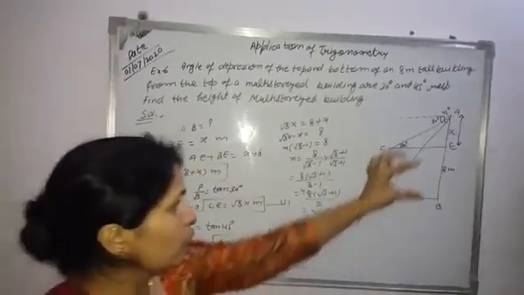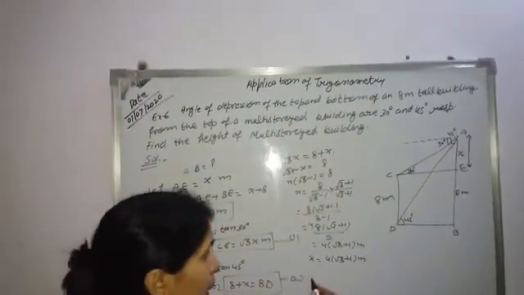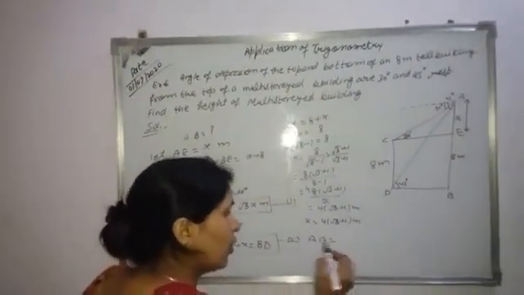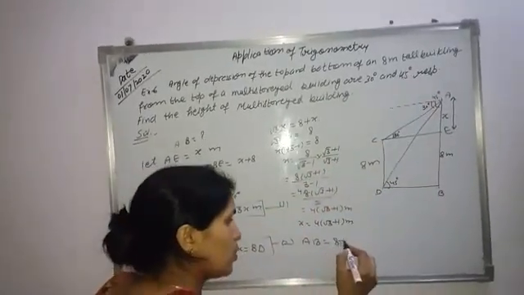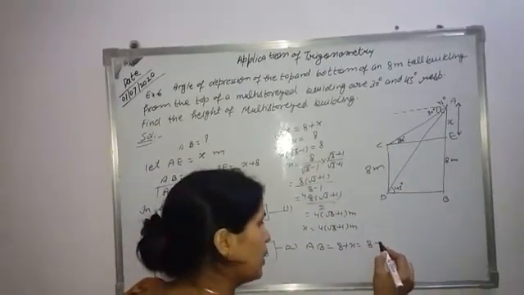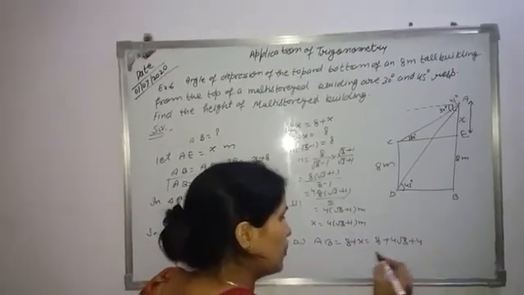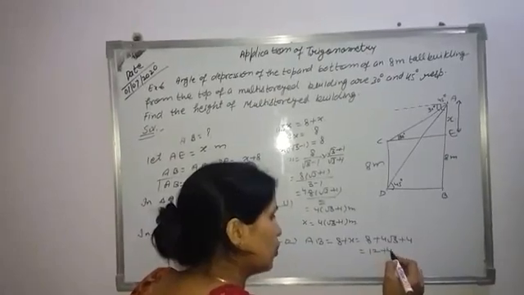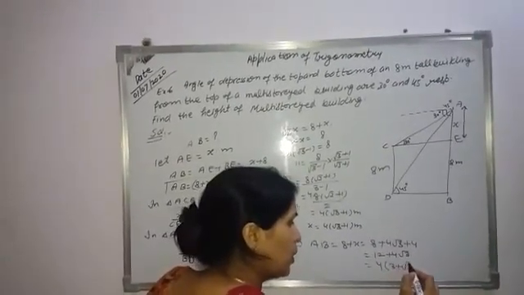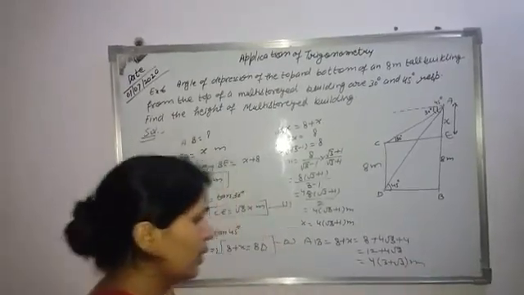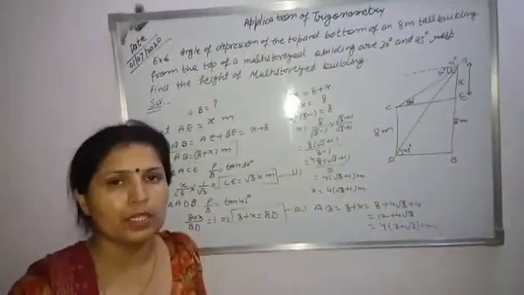But which value do we want to find out? The total height of the multi-storied building, that is the AB value we want to find out, and AB is 8 plus X. So 8 plus X is 4 times root 3 plus 4 plus 8, which is 12 plus 4 times root 3. 4 is common, so 4 times (3 plus root 3) meters. This is the required value. It means this is the height of the multi-storied building.